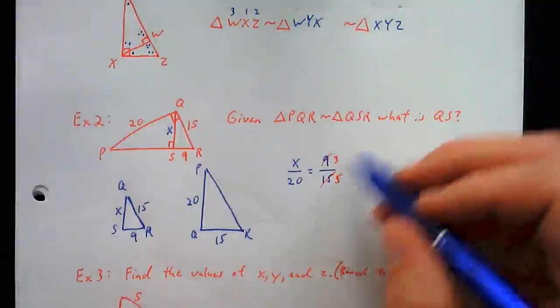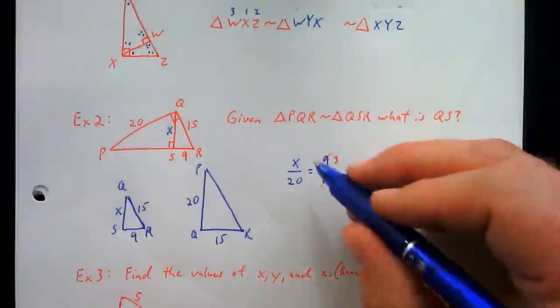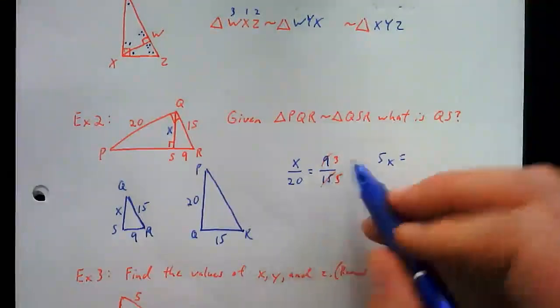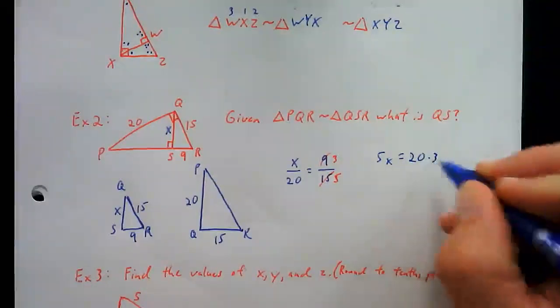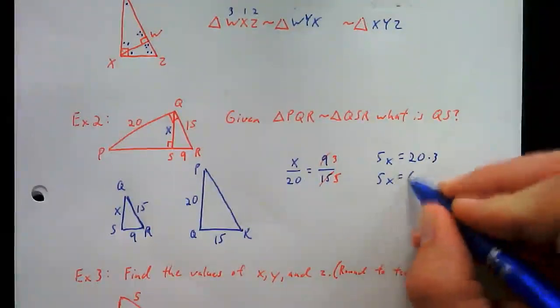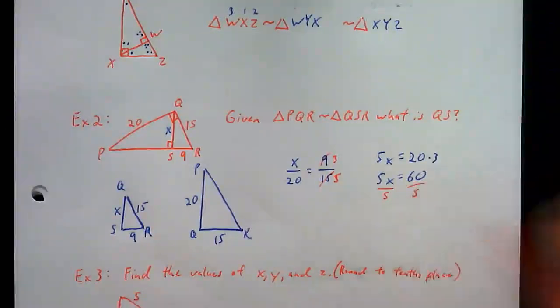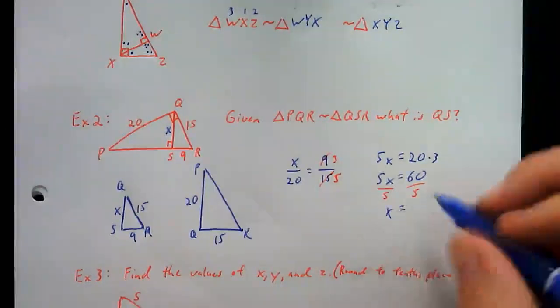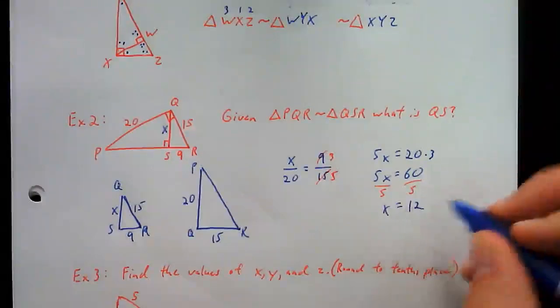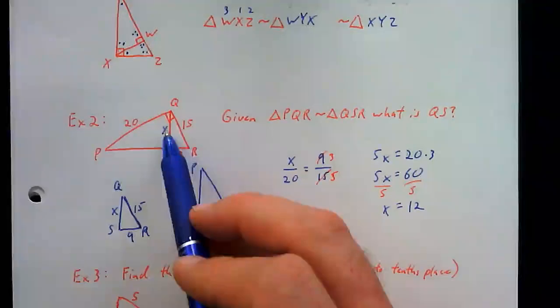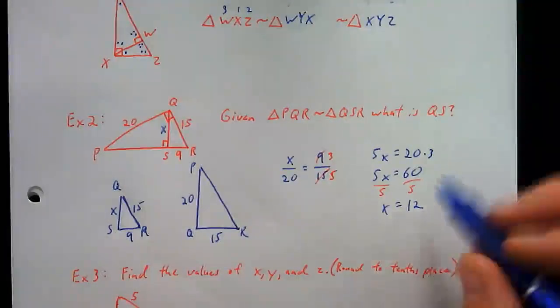Now that we have those numbers, cross multiply. X times 5, it's 5x. 20 times 3 is going to give us 60. Divide by 5, x equals 12. Now, since I made x QS, that's my answer.